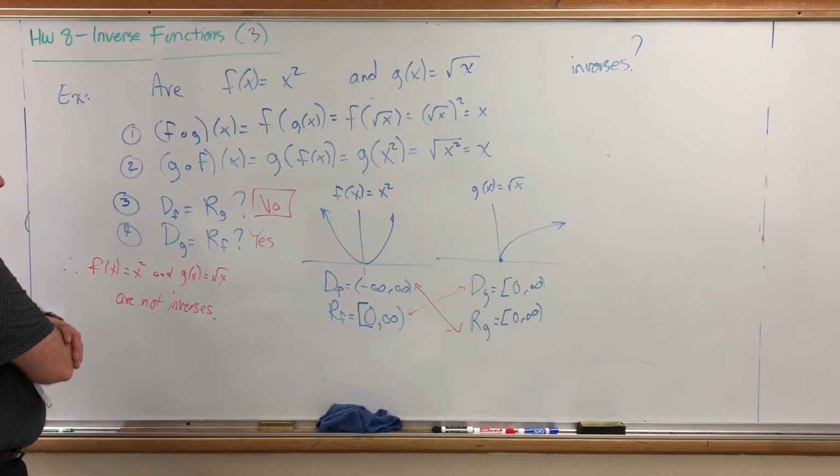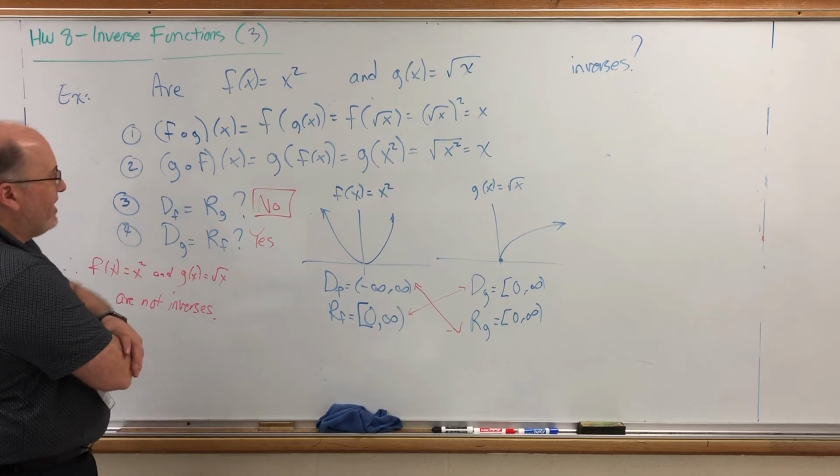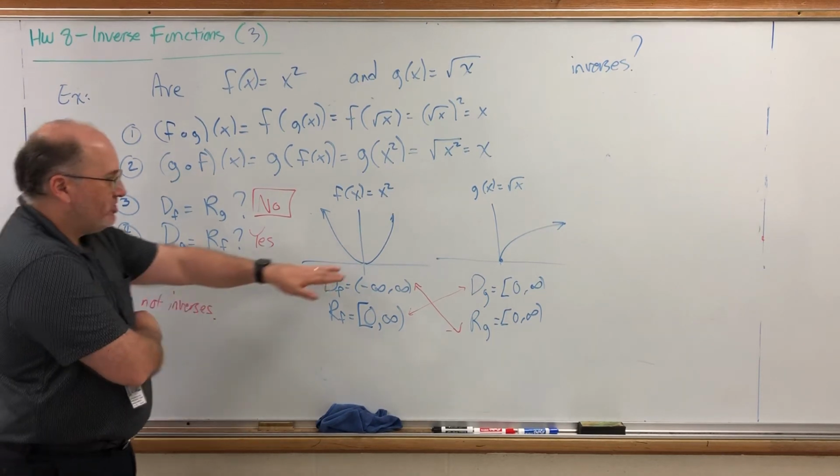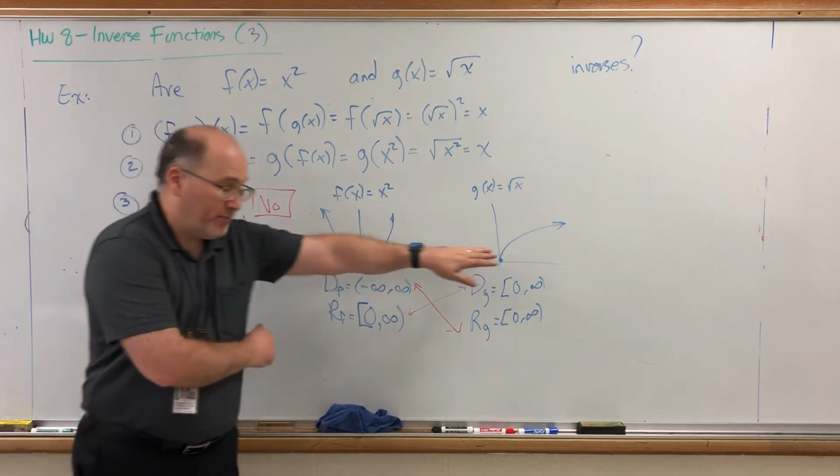How can you tell in advance that a function won't have an inverse? Because if I knew that this wouldn't have an inverse, I wouldn't even bother checking. And there is a way to check, and I'll give you a hint. It has to do with this graph. Actually, it has to do with both of these graphs.